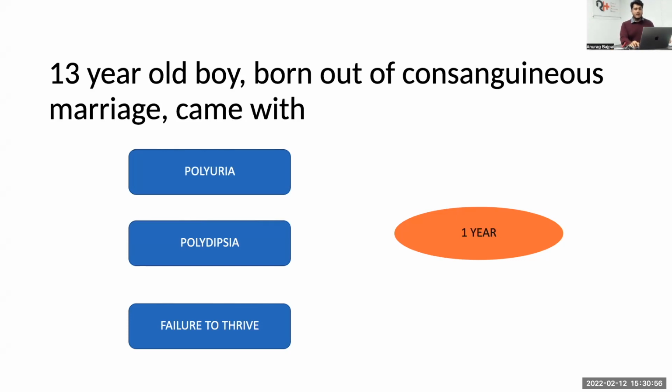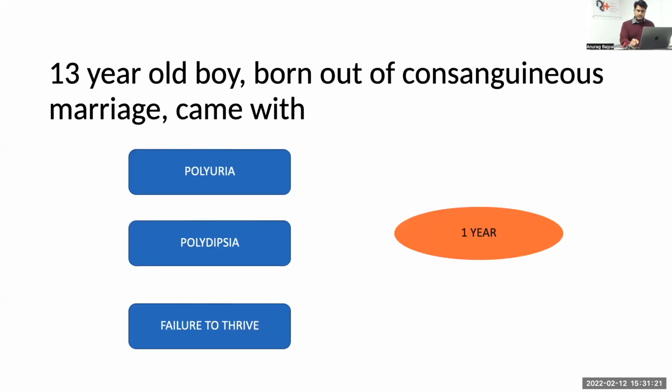He did not have any concern regarding this problem, and he came to us basically because his friends and other students of his age group were growing taller and gaining a lot of weight, and he was neither gaining weight nor growing in height. That's the reason he came to us very late.